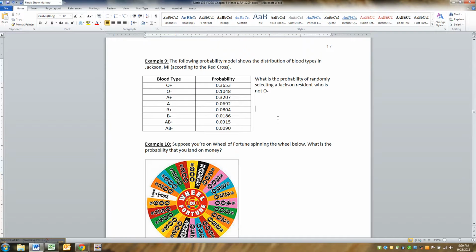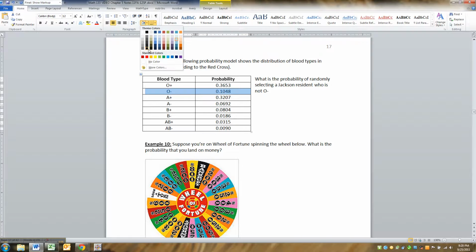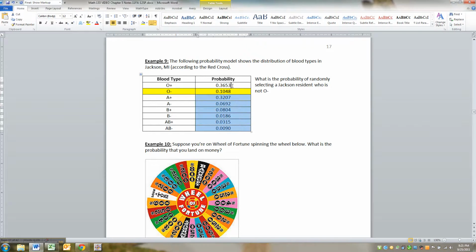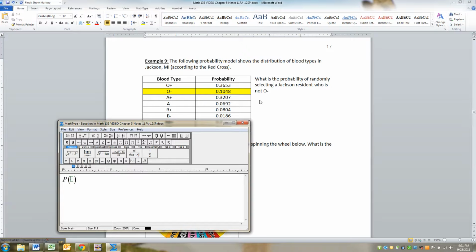Oh, there it is. All right, what is the probability of randomly selecting a Jackson resident who is not O negative? Okay, so the O negative is right here. What's the probability of you not selecting somebody who's O negative? Now you can do this two ways. You can add up all these different numbers, or you could take the complement rule, right? So not O negative would be equal to 1 minus the probability of O negative, which would be equal to 1 minus, and then look up here for the empirical probability in Jackson, it's 0.1048.